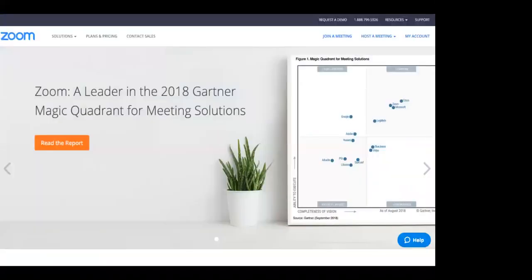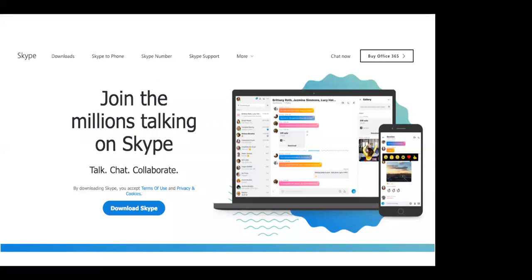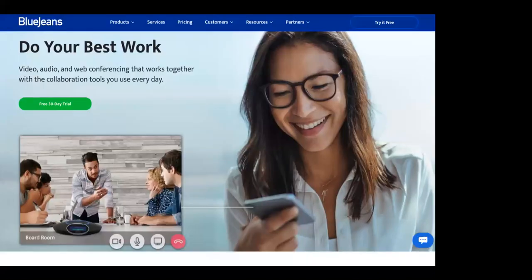Let's go back to these pages. So here's Zoom again, just so you can see how focused they are on themselves and their product and how good they are. You can see that orange, beautiful button that says read the report. Then Skype, so we have joined millions of people who are already talking on Skype, and we have Blue Jeans, just as a reminder of what these pages look like.